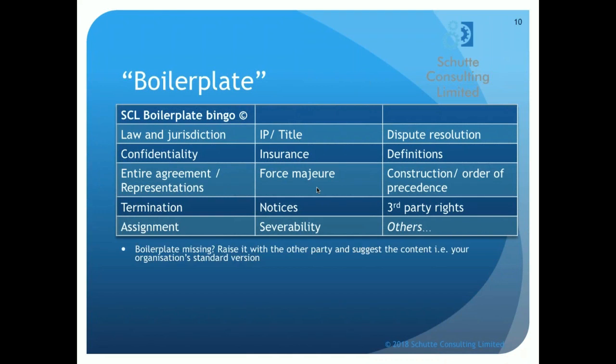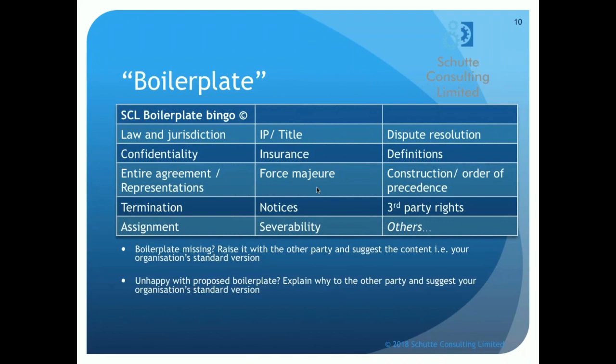Couple of points on boilerplate. What do you do if a boilerplate clause is missing in your contract? Well, you need to raise it up with the other party, and I would say suggest your own content and say, hey, we're missing this type of clause, here's one that we'd like to use. If you're working in an organization, then you probably need to check whether the organization has its own standard version, which it ought to. And if it doesn't, then now's your chance to shine and to suggest one of your own.